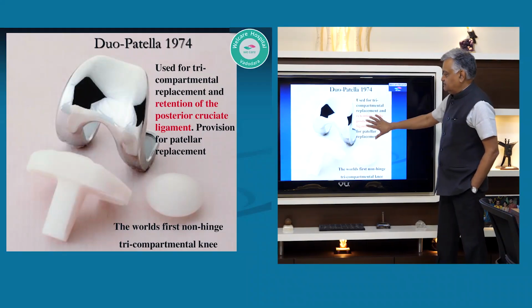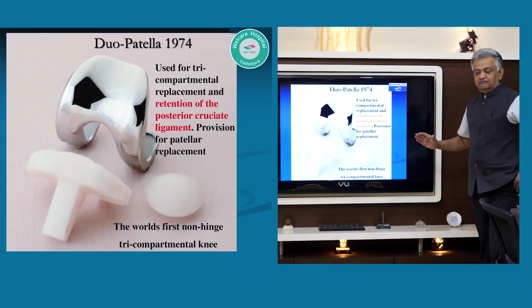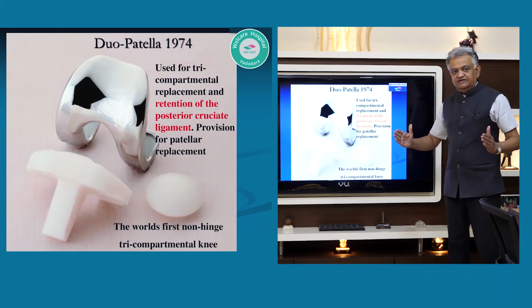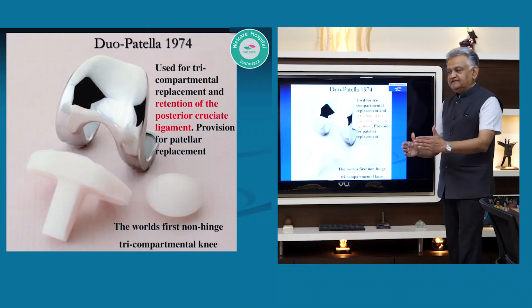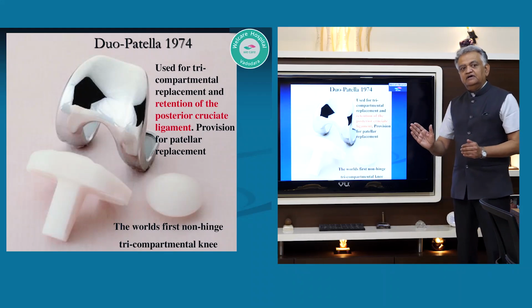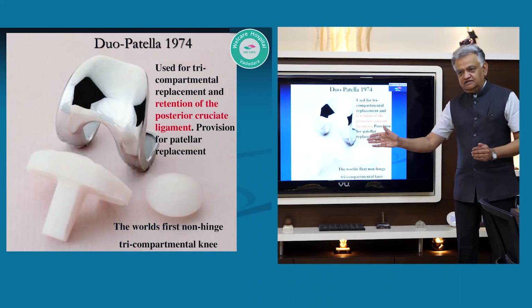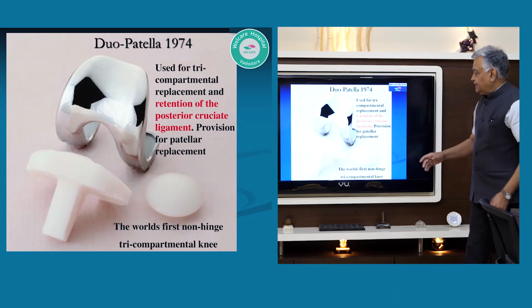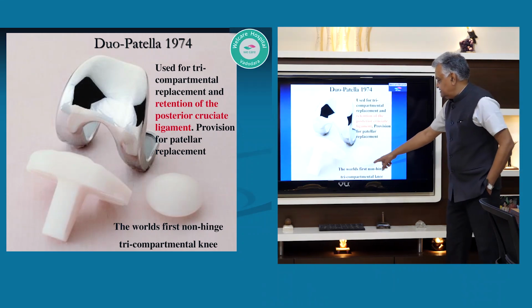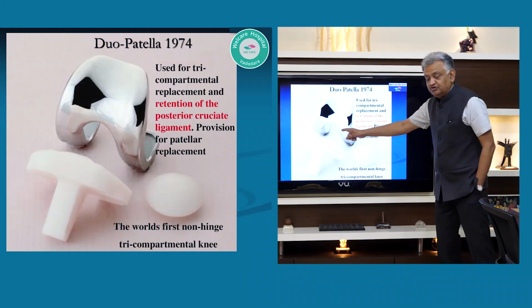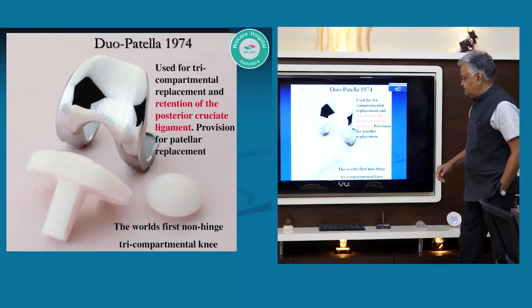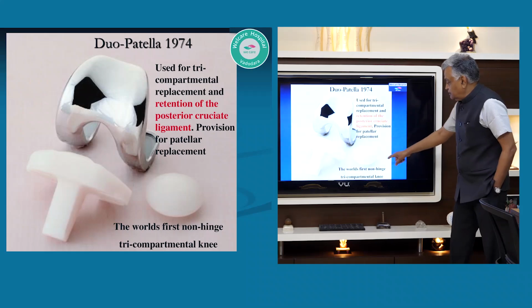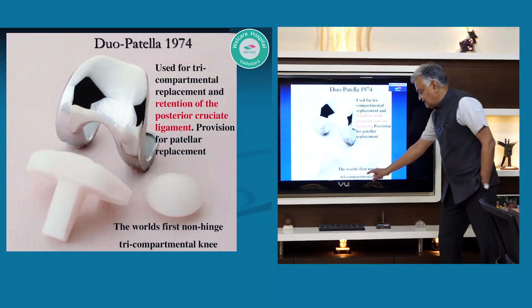This is again Keith Ranawat's evolution, wherein John Insall and Chitranjan Ranawat came together, both realizing that you cannot strictly be an anatomical follower and at the same time you cannot strictly be just a functional thing. So they started converging, and therefore now you can see that this is the world's first non-hinge, tri-compartment design. Remember, the Walldius hinge had already come, and before that, if you want to call Glück's knee part of the arthroplasty range of implants, then in 1890.